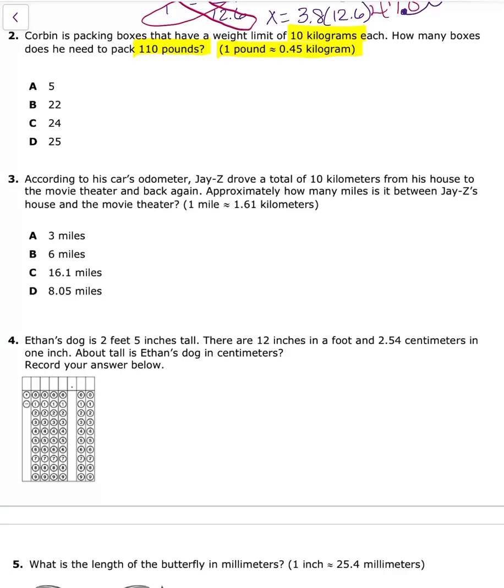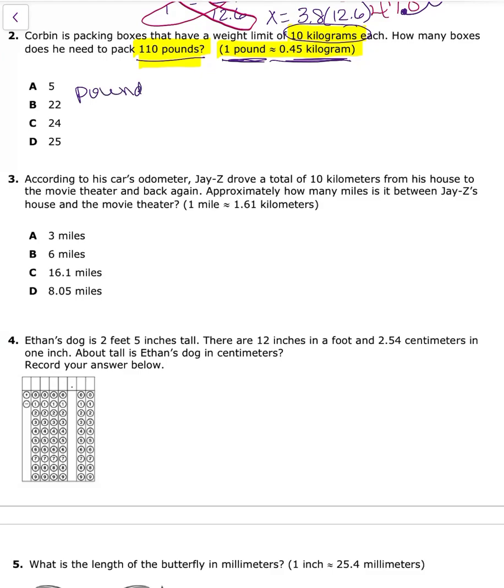So I'm going to read it again. Corbin is packing boxes that have a weight limit of 10 kilograms each. So in the box, he can only put 10 kilograms. How many boxes does he need to pack 110 pounds? Well, I'm going to have to change the pounds to kilograms before I can deal with this 10 kilograms each thing. I have to figure out how many kilograms he has altogether first. So my relationship that I'm going to be comparing is pounds to kilograms.